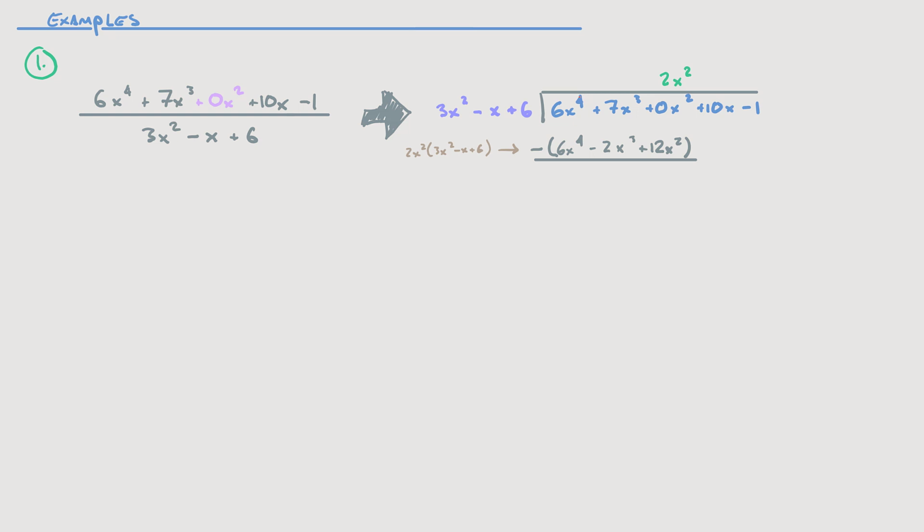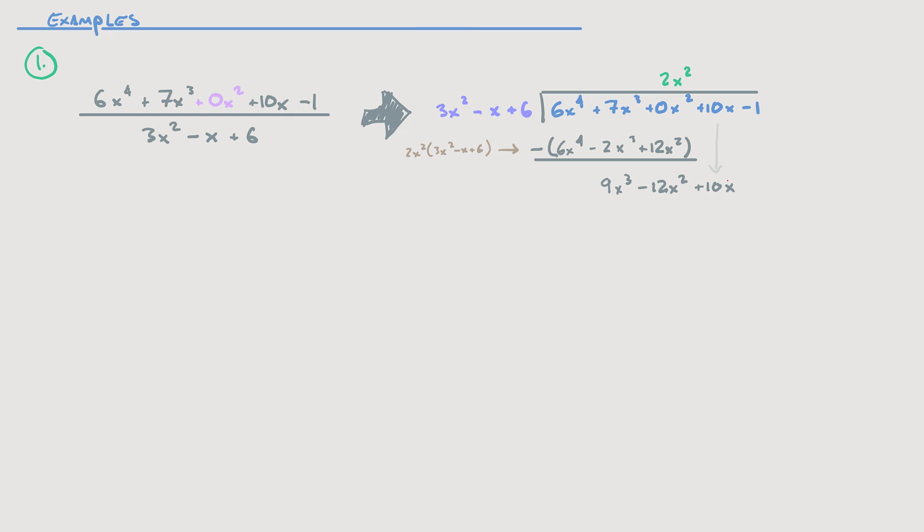By the way, those first terms are always going to cancel. We made them the same on purpose. So this canceling is by design. That's always going to happen. Next, you have to do 7 minus negative 2. That's going to be positive 9x cubed there. And then 0 minus 12x squared is going to be minus 12x squared. Then you can bring down the 10 to get this.